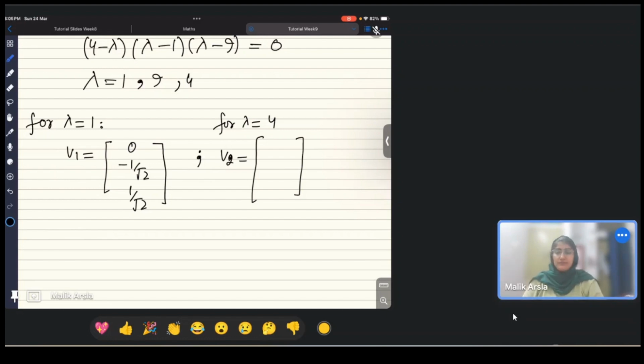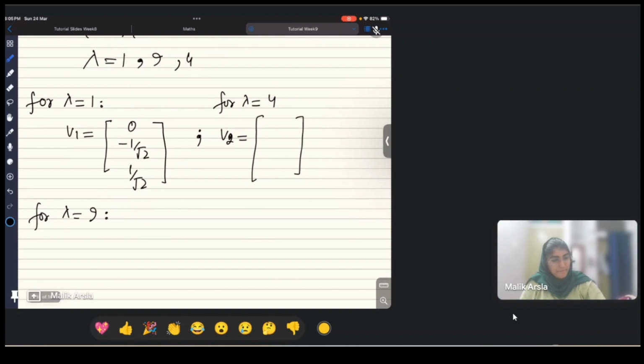You can again do it. Zero minus, sorry, for lambda equal to 4, eigenvector 0, minus 4, 1? No, no, I think that is incorrect. You can check your calculations again maybe. Okay, take a minute and try to make it right.